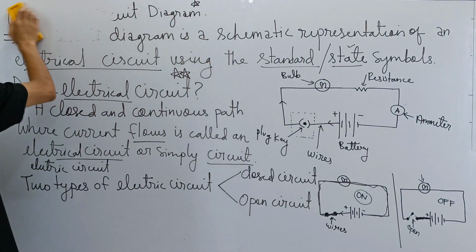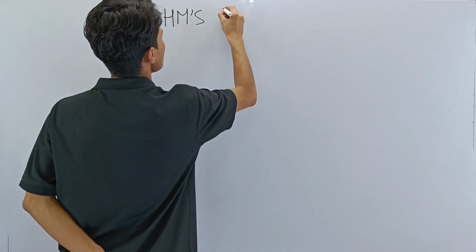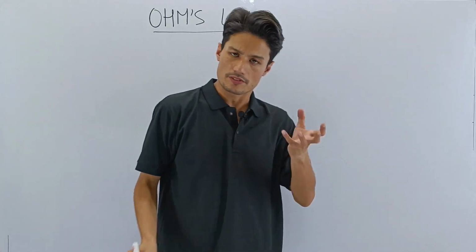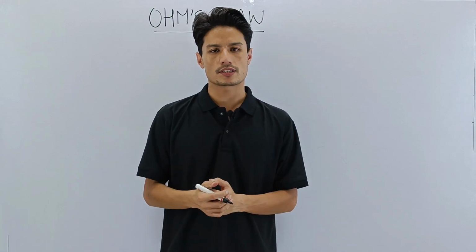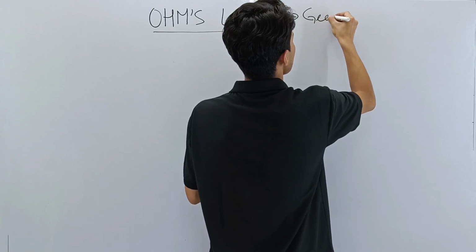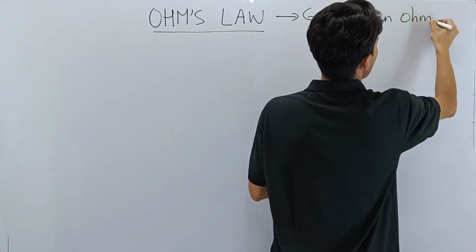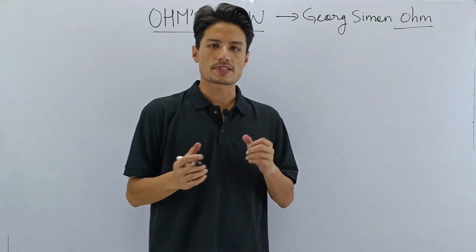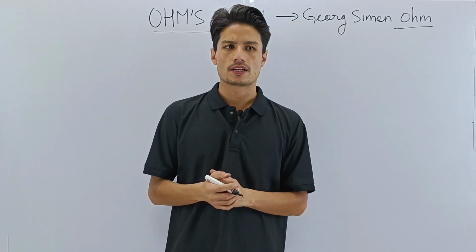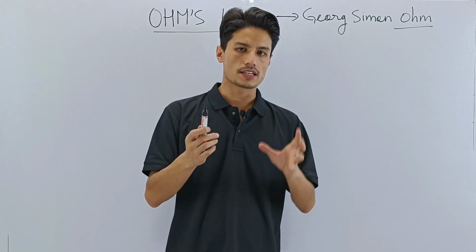is Ohm's law. O-H-M-S. Ohm's law. Let us discuss Ohm's law. A very important law, and it is very easy to understand. Ohm's law was given by a German scientist whose name was Georg Simon Ohm. He was the one who proposed this law, and now we are studying this law. In this law, we talk about potential difference and current.